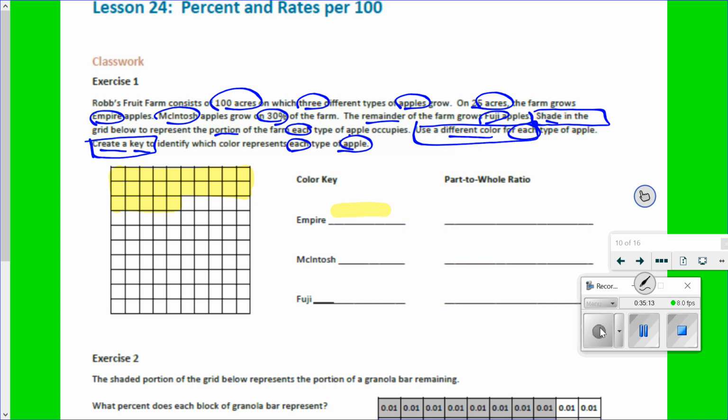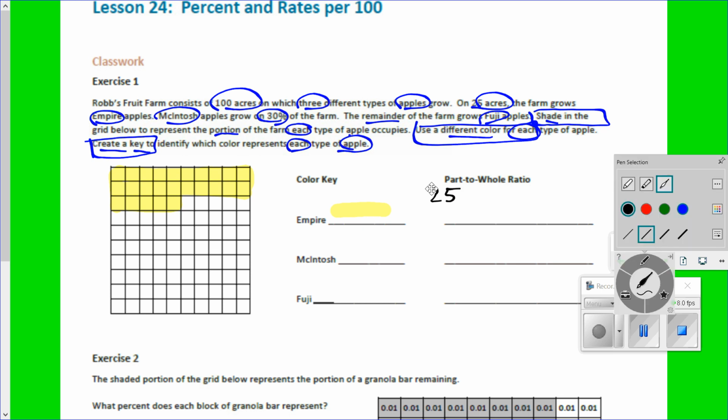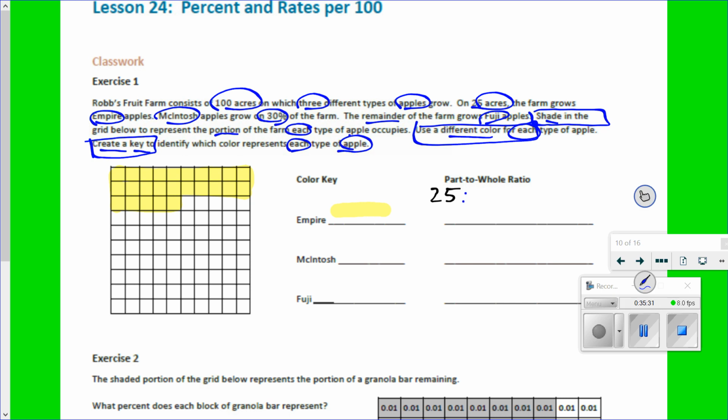So now let's talk about the math part of this, our part to whole ratio. So how many parts did we just color in? 25. What was our whole? How many are in this whole block? 100. So that one would be 25 to 100.